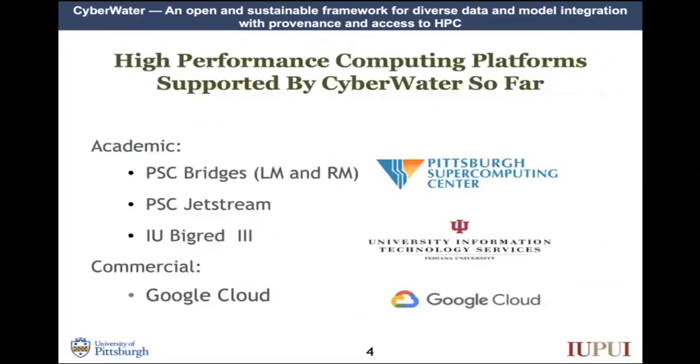So far, there are two types of HPC platforms supported by CyberWater. One is academic, which belongs to universities or other academic institutions, and the user only needs to apply for a computing account with their academic email address, and they can use the free HPC resources. We have the Pittsburgh Bridges, including large memory and regular memory, and the Pittsburgh GenString and IU Big Red 3 as the academic HPC platforms.